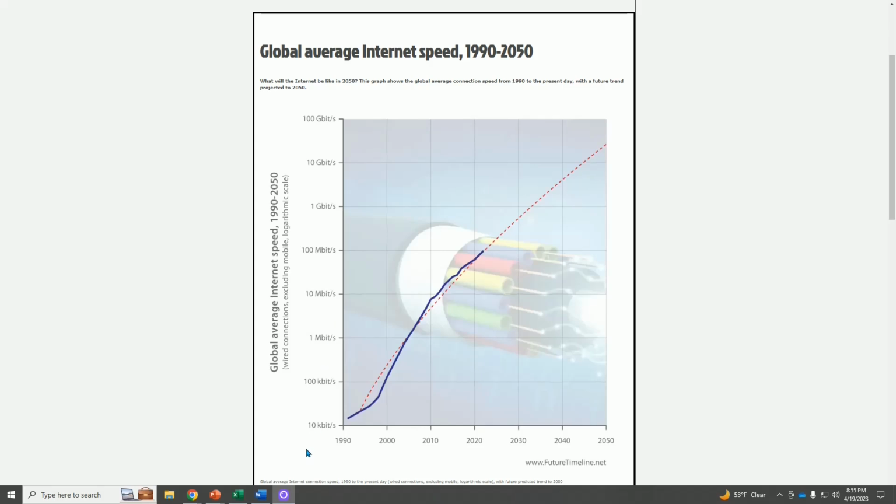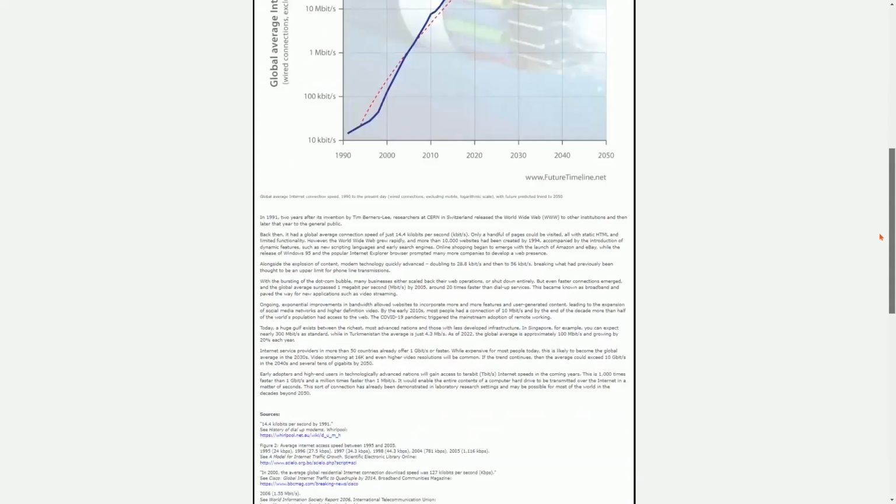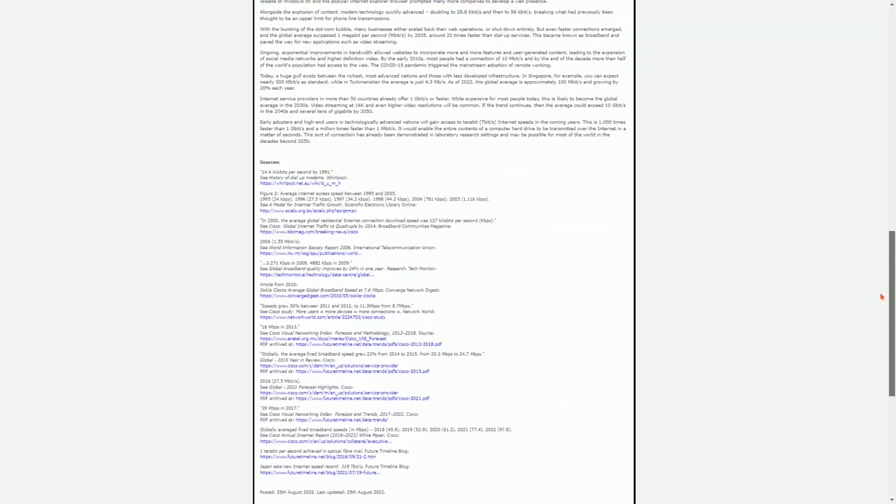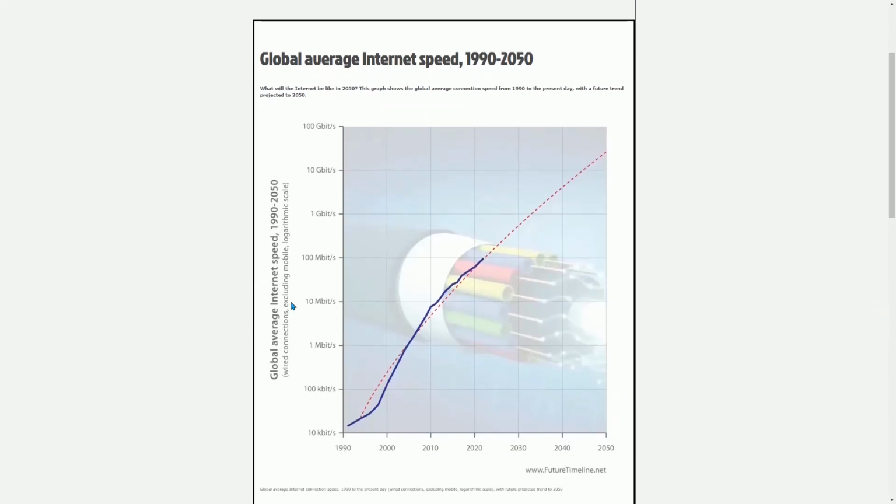But this chart is one to keep an eye on because it shows how exponential bandwidth increases are continuing to progress and on a very steady trend. And this chart is, of course, in the description box below. And you can see that it has footnotes supporting all of the data points used to create this chart.